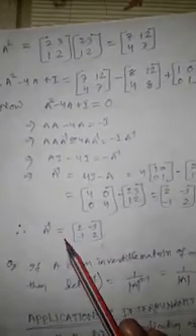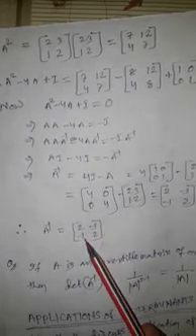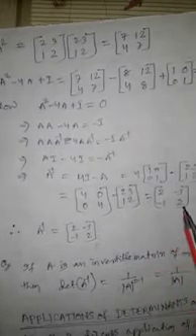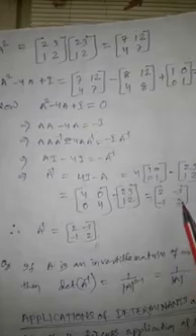Now A inverse is equal to [2, -3; -1, 2]. So we got the A inverse by using A square minus 4A plus I equal to 0. Take another question. If A is an invertible matrix of the order 2, then determinant of A inverse is equal to 1 by determinant to the power 2 minus 1, that is 1 by determinant of A.